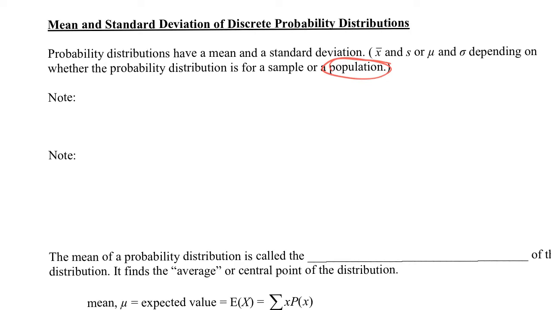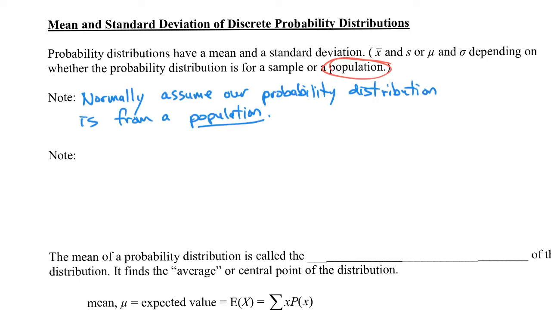So the first note here, we can say that we'll normally assume our probability distribution is from a population. So that'll be new. We've been finding the mean and standard deviation typically of samples. So now we're going to find it of these discrete probability distributions, which will normally come from the entire population. So the note here is before we were finding the mean and standard deviation of raw data.